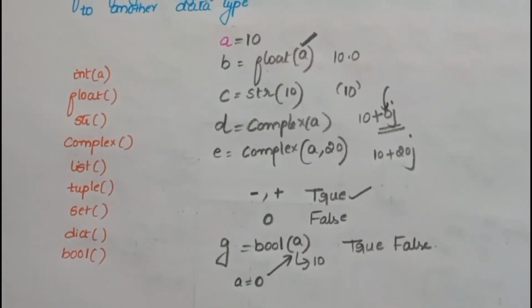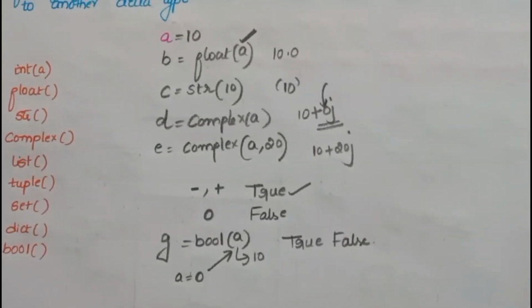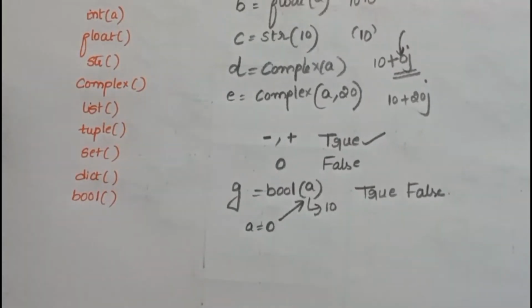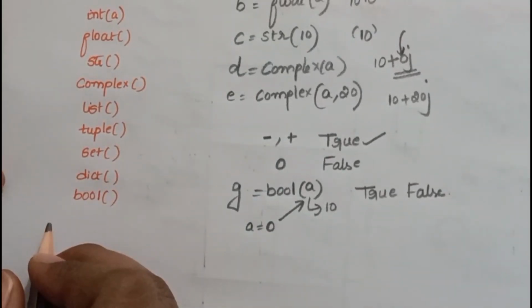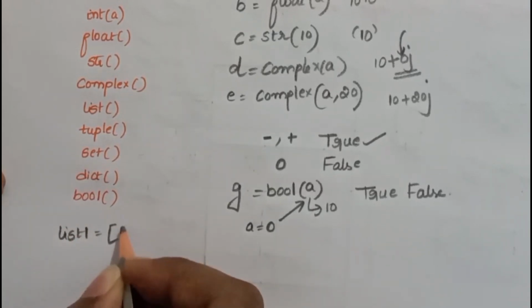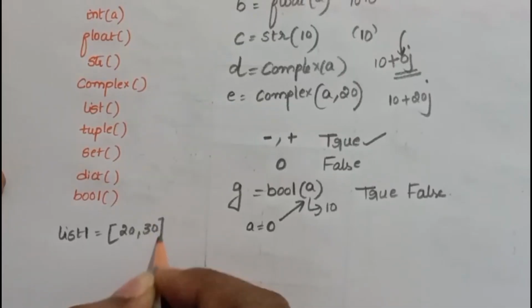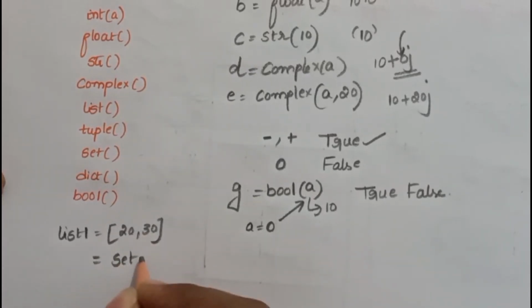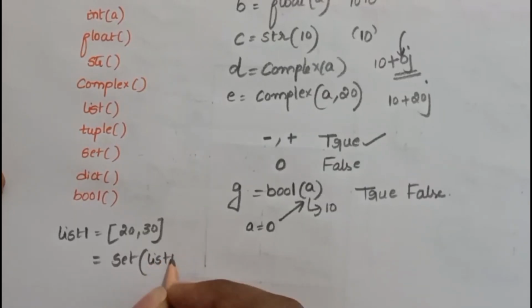In this way, you can typecast the data type of a variable from one form to another form for the primary data types available in Python. If you want to typecast complex data types in Python, even that can be achieved. For example, we have list1 that is storing two values, 20 and 30. If you want to typecast this list into a set, you have to use set of list1.